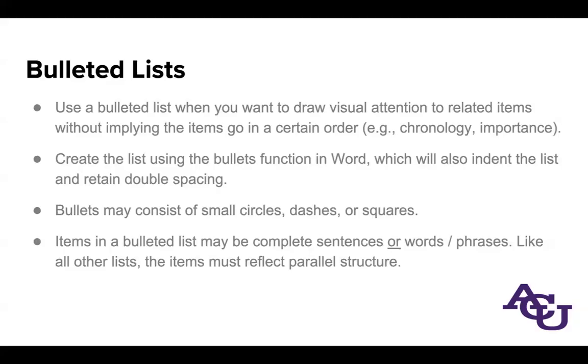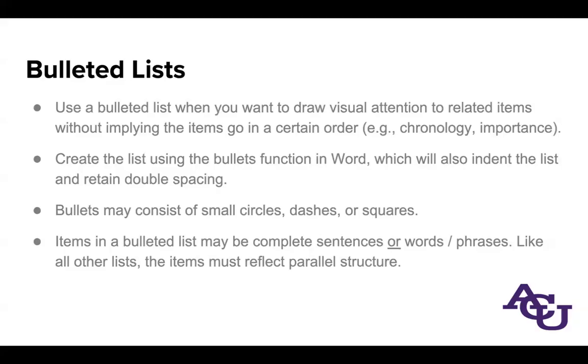When you make a bulleted list, make sure you create it using the bullets function in Word. That is an APA guideline. They spell it out in the textbook. Do not manually create your list. The bullets function in Word will also indent the list, and it will make sure you keep your list double spaced as you're typing. The bullets you use, this is a point of flexibility in APA.